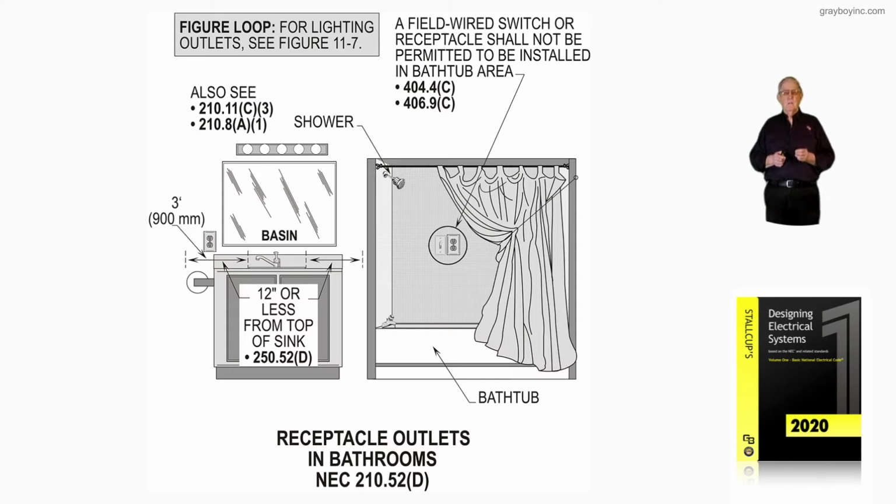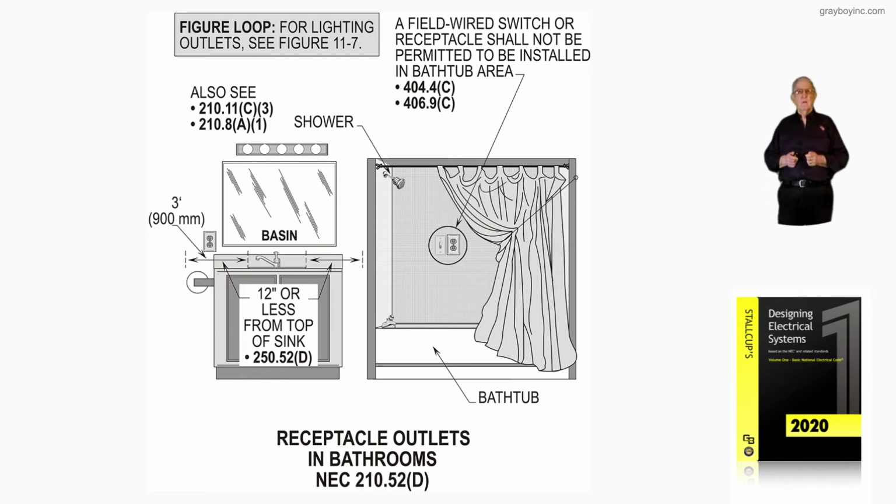You're going to find those rules in 404.4(C) for a lighting switch and in 406.9(C) for a receptacle. And then you notice we have to have at least one receptacle by a basin. Within 3 foot, it must be located.